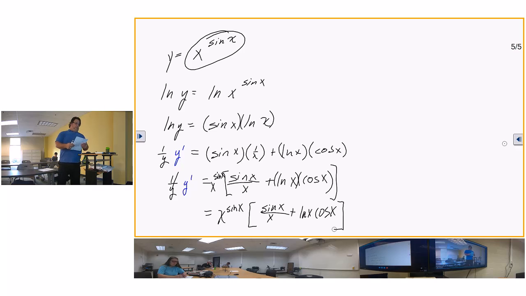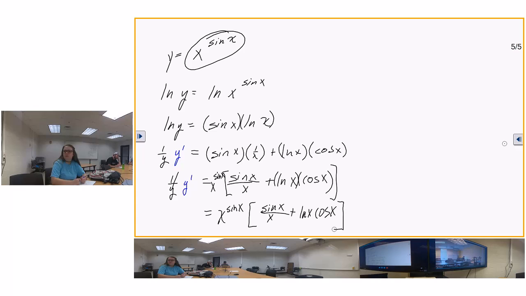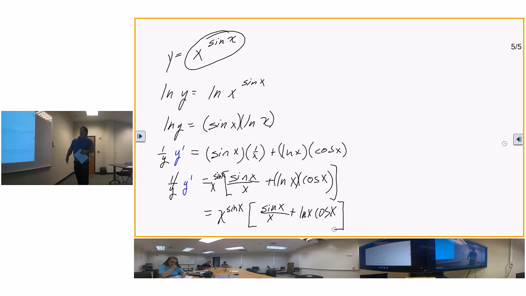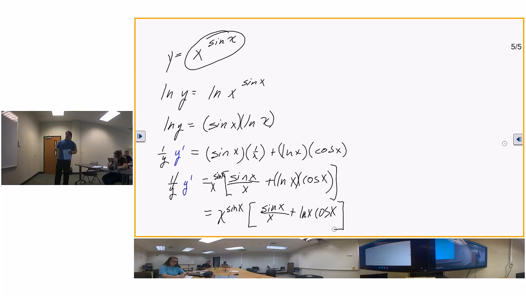That's a good one. That one's short and sweet. I like that one. And plus, you have your trig in there, and you have the natural log in there, and you have implicit differentiation. So I like that one.